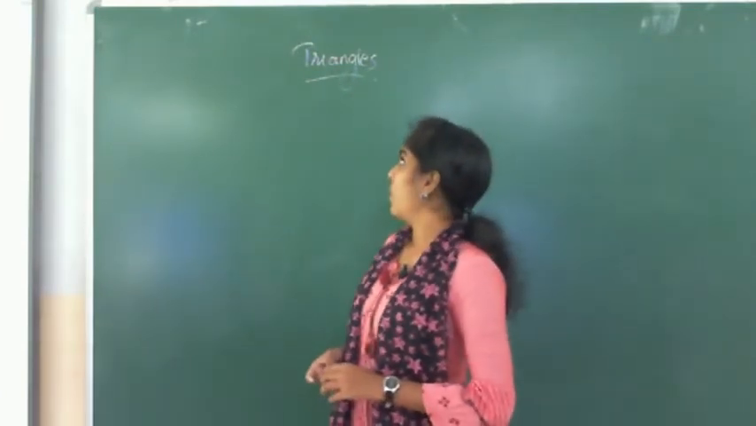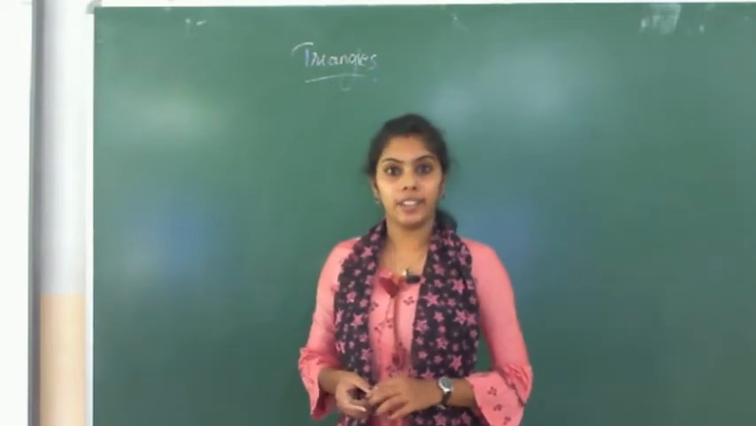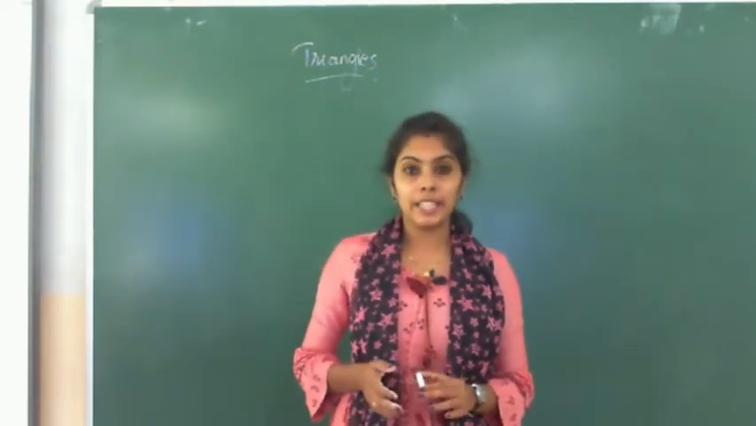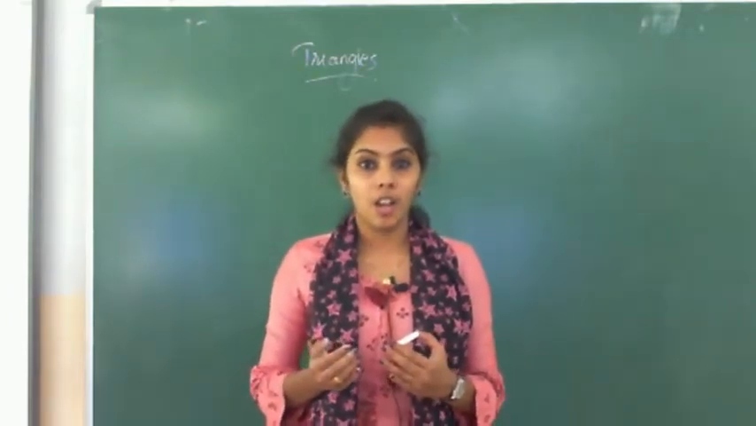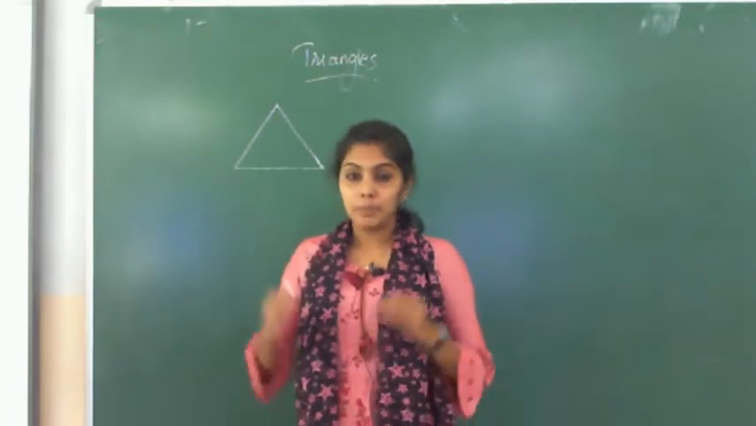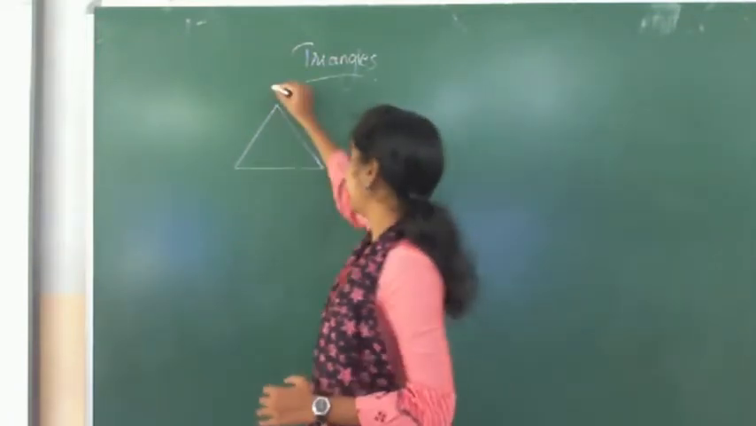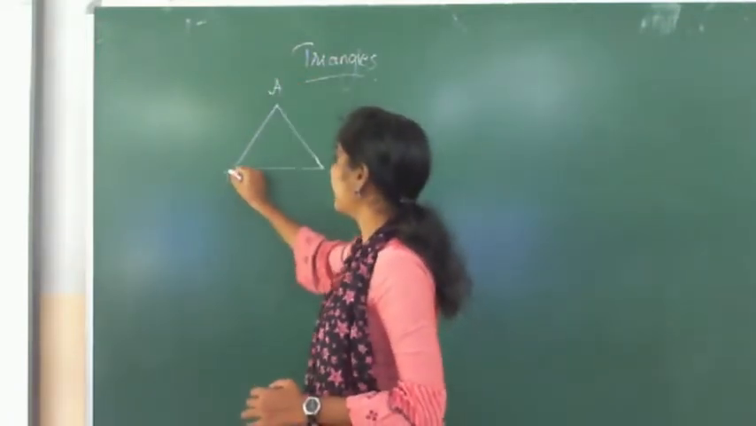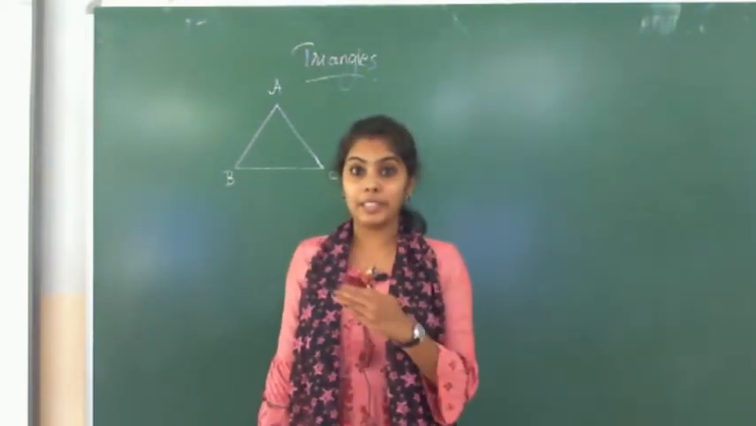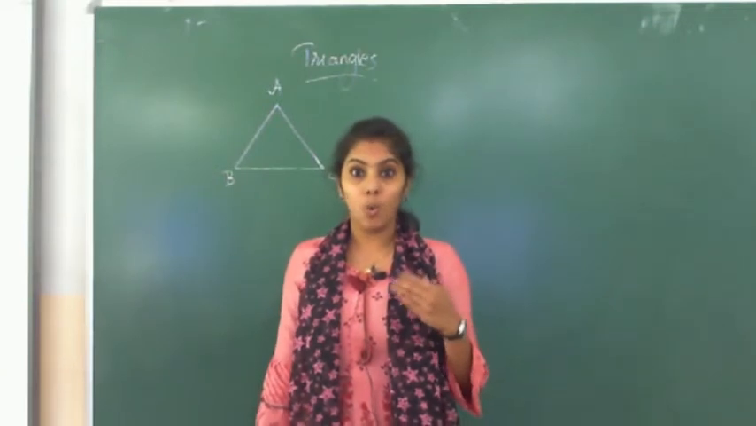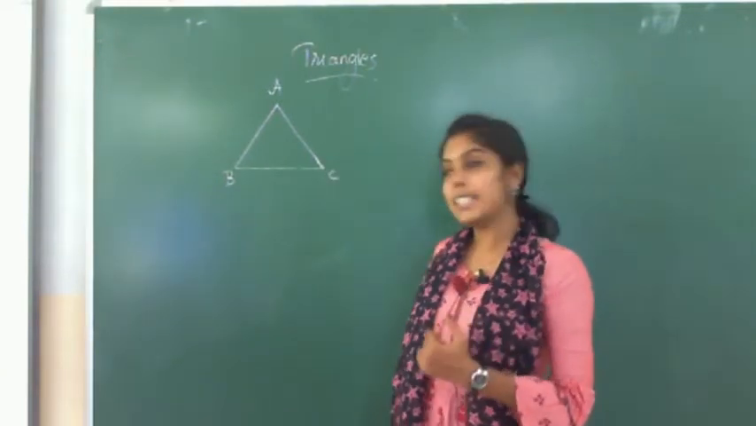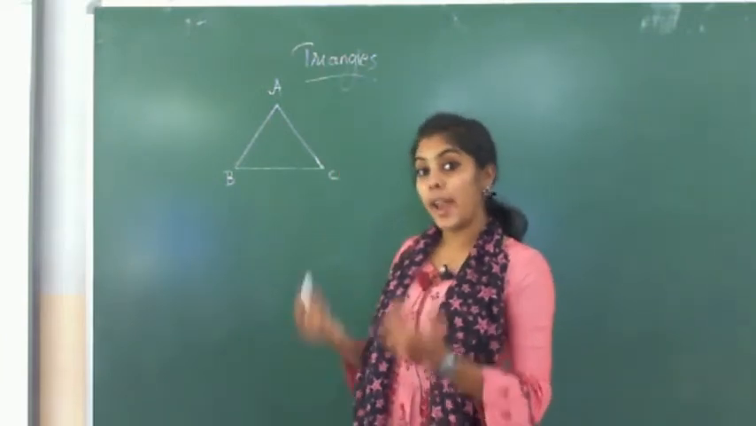So what is meant by a triangle? When you observe a triangle, you can see some specialities. We can name this triangle. We name a rectangle or square like A, B, C, isn't it? And you also know how to name a particular angle: angle ABC, angle CDO or angle PQR, like that. So we can name the triangle also.